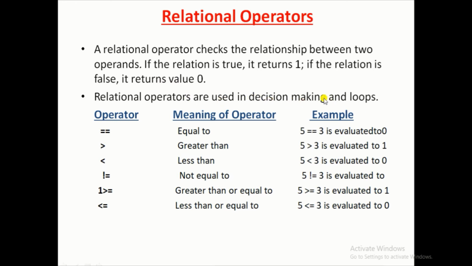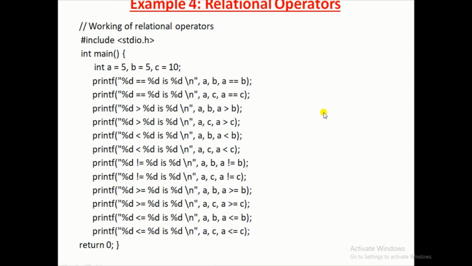Relational operators are used in decision making and loop functions. So these operators are basically used several times in decision making operations and looping functions. Here are the operators: this is equals to, this is greater than, this is less than, this is not equals to, this is greater than or equals to, and this is less than or equals to. Here are the examples.